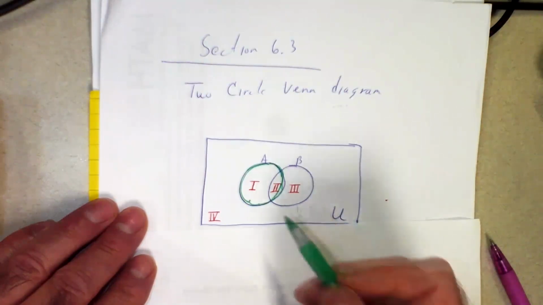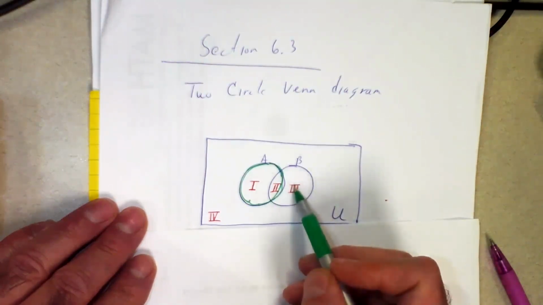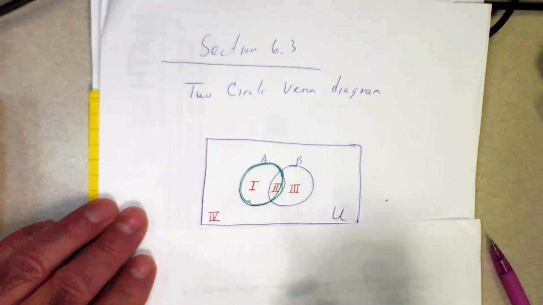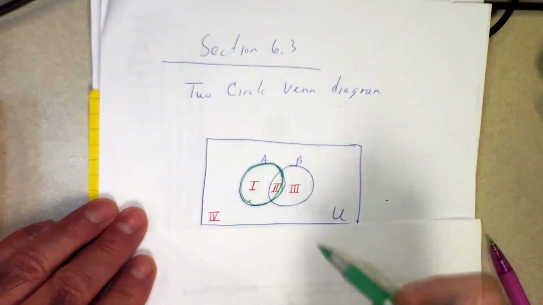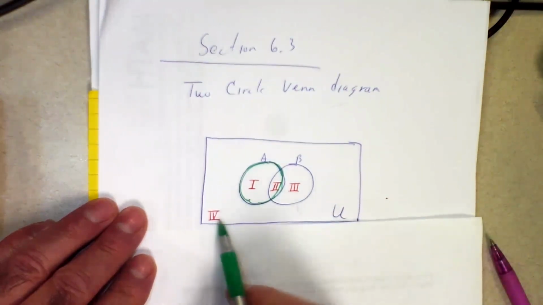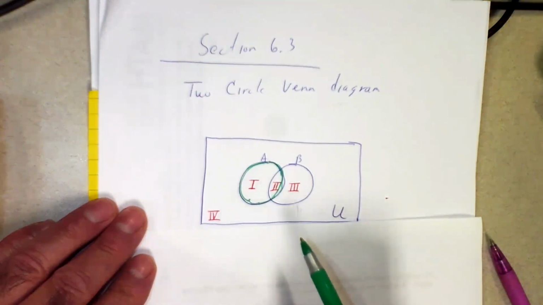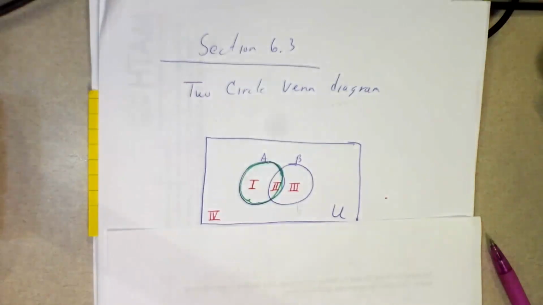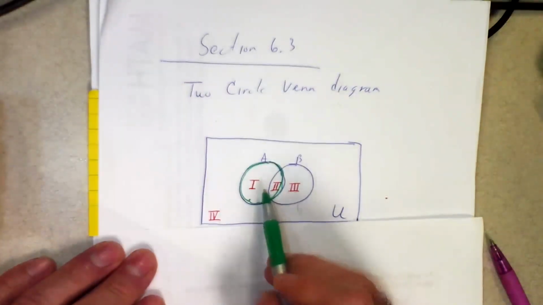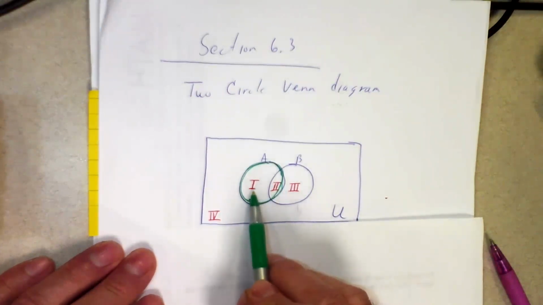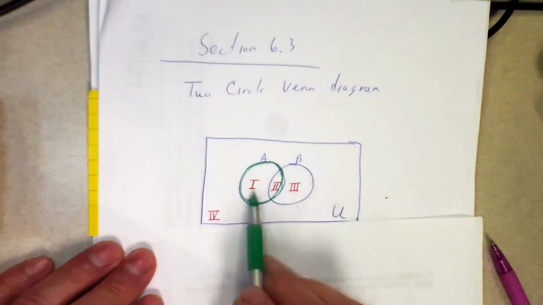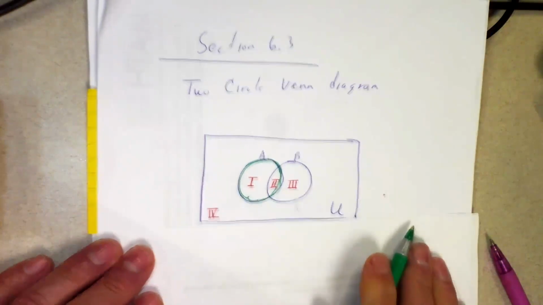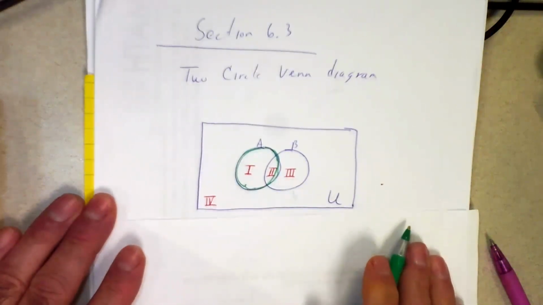And so you have items inside the circles, and then you have items that are not within the circles, which is that. So we use Roman numerals to indicate the regions within the circles and the entire universe. So notice I color coded the regions in red. So we have 1, 2, 3, and 4. And so we're going to answer some questions.